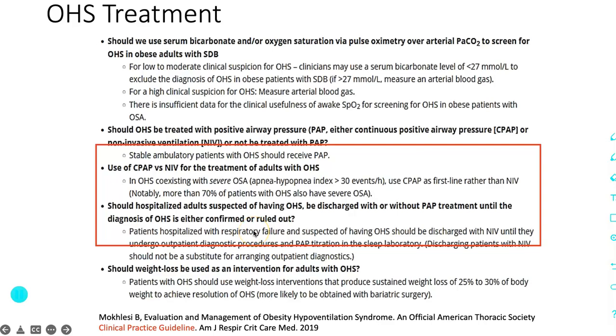And the reasoning behind this is that 80 to 90% of the patients with OHS will have obstructive sleep apnea, and of those, 70% of patients will have severe sleep apnea, and hence the recommendation to use CPAP over NIV for patients having severe OSA, that is evidenced by AHI more than 30 per hour, as a first line rather than NIV. And so the question will be, what is the recommendation for those with OHS with less than 30 per hour?